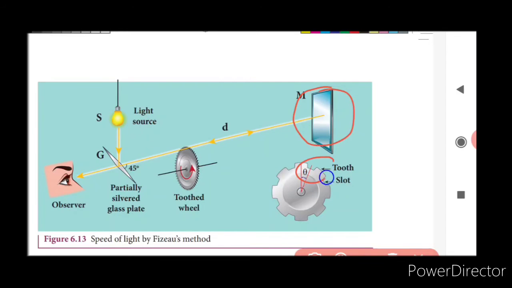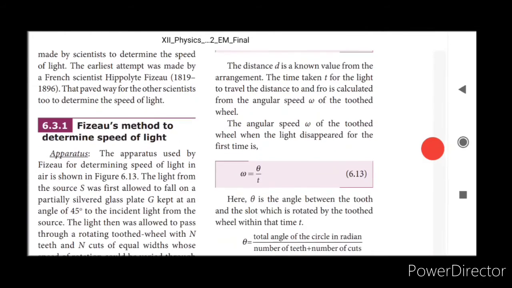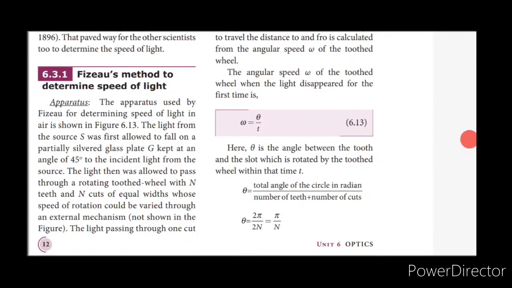Look at the tooth slot. Whenever theta is 90, there will be no reflection. When theta is 0, the light can go through this tooth slot. So how does it work? The apparatus used by Fizeau for determining the speed of light in air is shown in the figure.